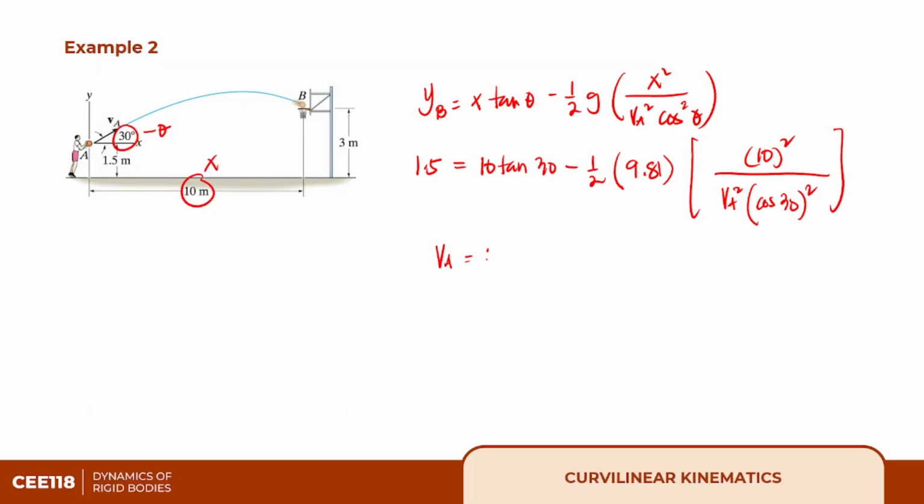Okay? Therefore, you need to shoot the ball at a speed of 12.37 meters per second so that it goes to the basket, which is 3 meters above the ground. So that is basically your answer for this problem. Okay, let's try one more problem.